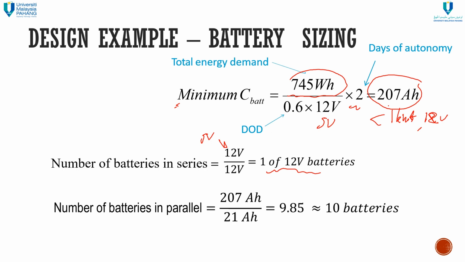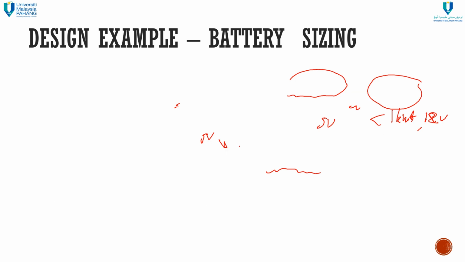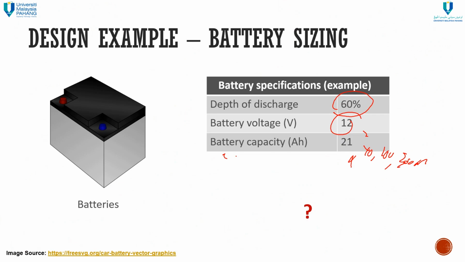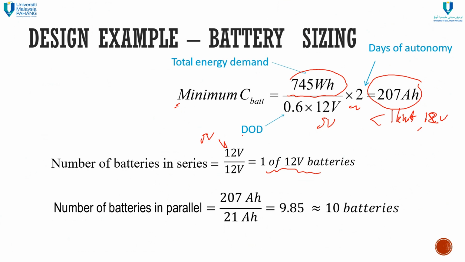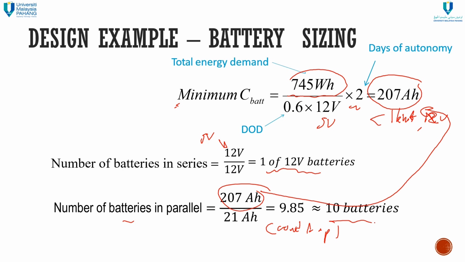But for parallel, let's say we use this kind of battery. This battery provides us with 21 Ah, and in order to get the number of batteries in parallel, we take the required capacity that we calculated here, 207, and divide by 21, then we get 9.85, then we round it up to 10 batteries. If we round down, it will not be enough to supply 207. It will be less than that. That's why we need to round it up, then it becomes 10 batteries.